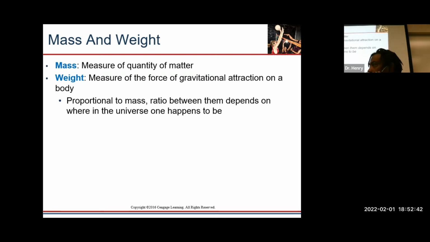So if I go to the moon, is my mass going to be the same? Those who say yes, raise your hand. Those who say no, raise your hand. Okay, the correct answer is yes, it will be the same because mass is not dependent on gravity. Okay, you guys got that? Simple concept, right? Weight is dependent on gravity.